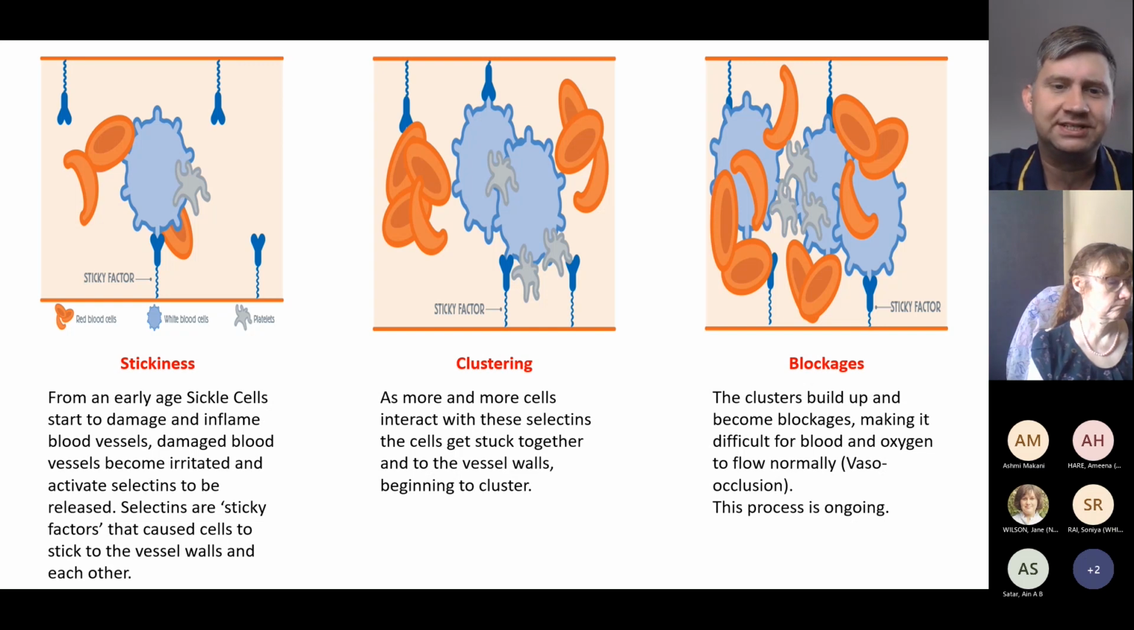As more and more cells interact with these selectins, the cells get stuck together and to the vessel walls, and like I say, begin to cluster. Eventually, they end up causing blockages. The clusters build up and become blockages, making it difficult for blood and also oxygen to flow normally. And the process is ongoing.